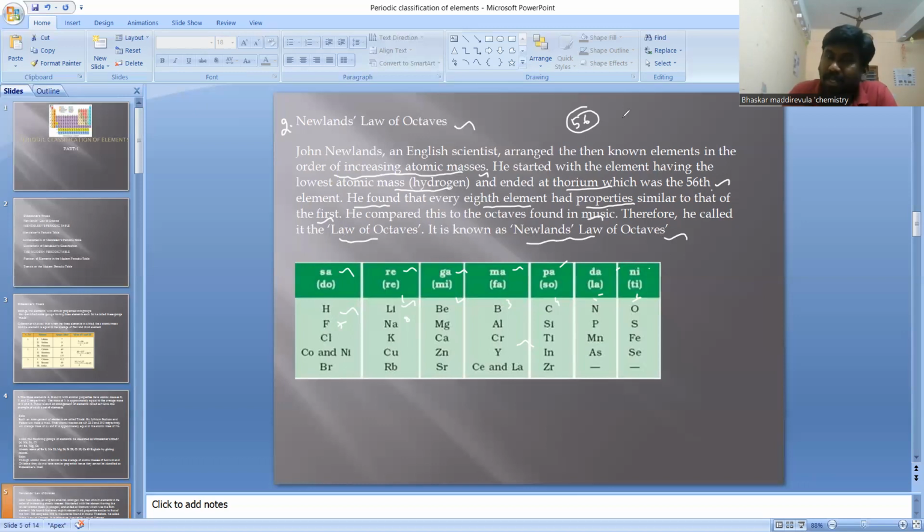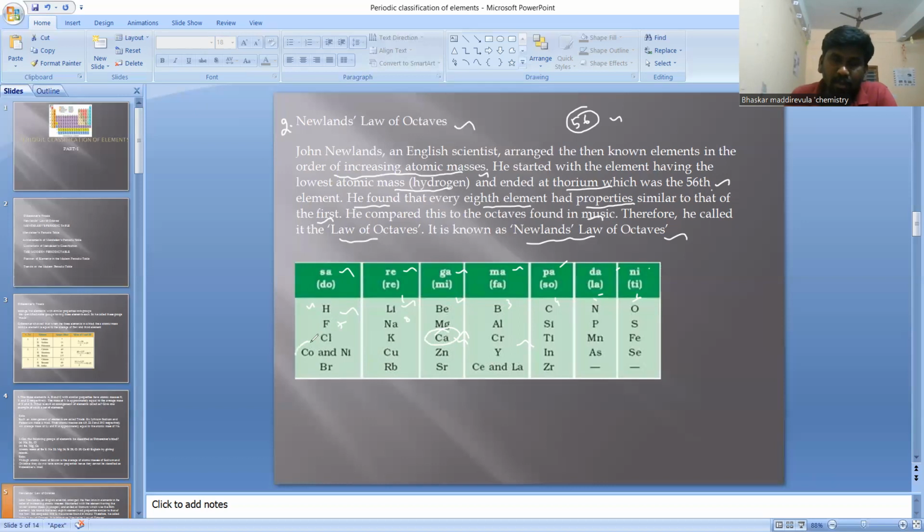So here, around 58 elements, starting from the lightest element hydrogen to thorium. Next, though, there are so many limitations. The first limitation: Newland's law of octaves is applicable only up to calcium. That is the first limitation.